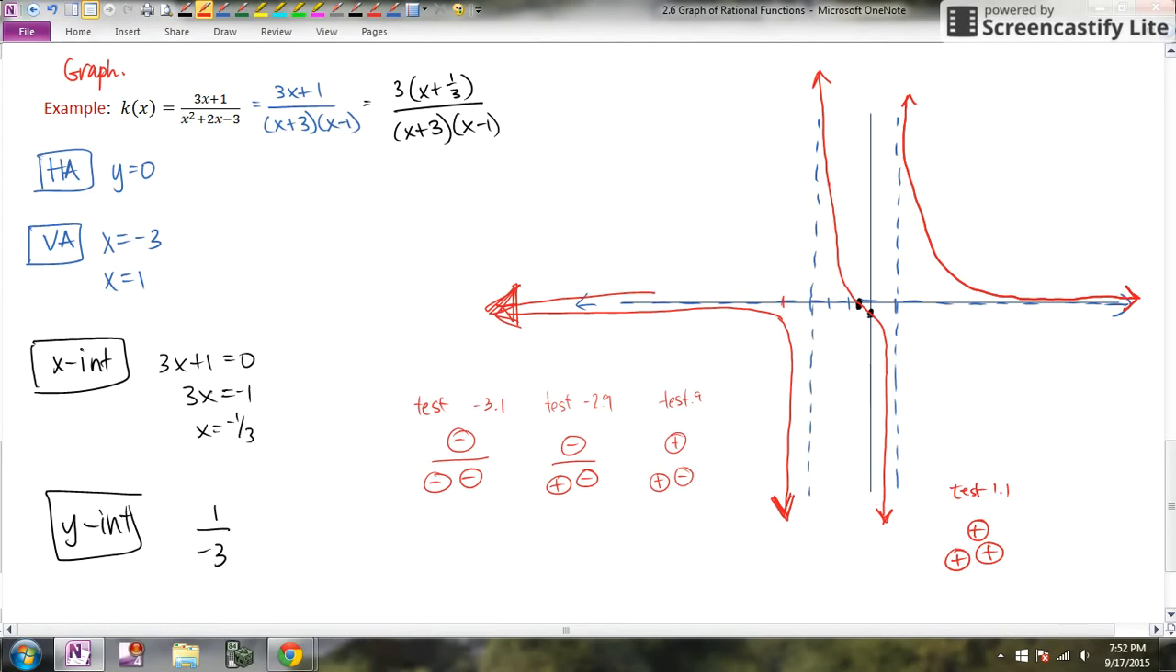Oh, and if there was a hole, now I would go back and fill in the hole. Like, just say that there was an x-2 factor here and an x-2 factor here, and we crossed it out. We would have done everything we just did, but then we would have gone to 2 and said, oh, there's a hole right here. And that's how we would know about the hole in the graph. That didn't happen, but I just wanted to mention it.